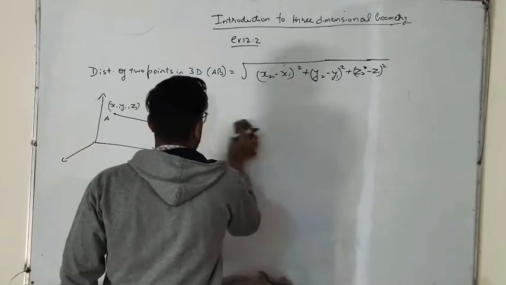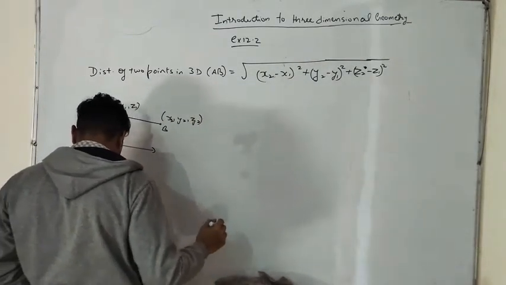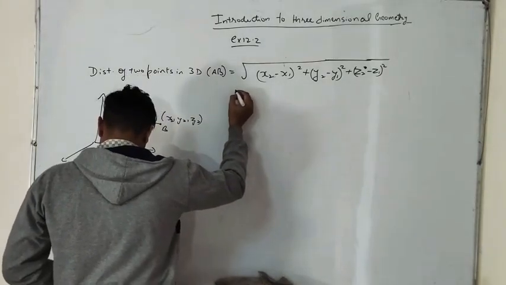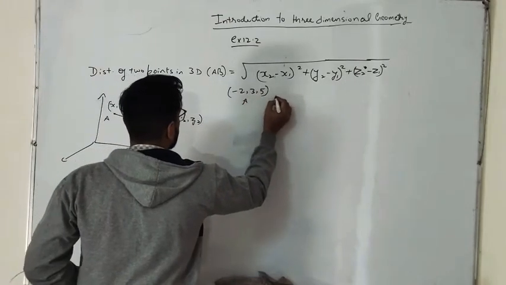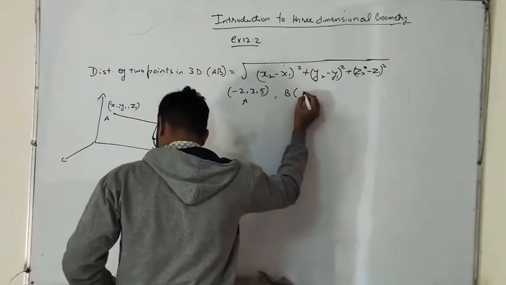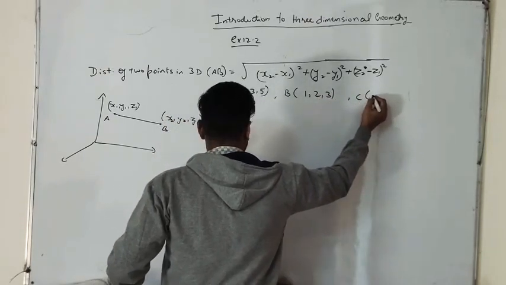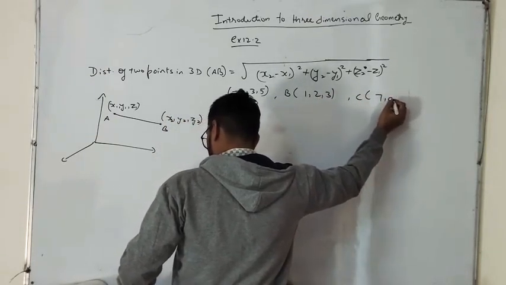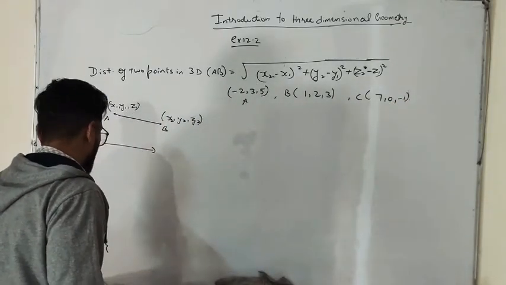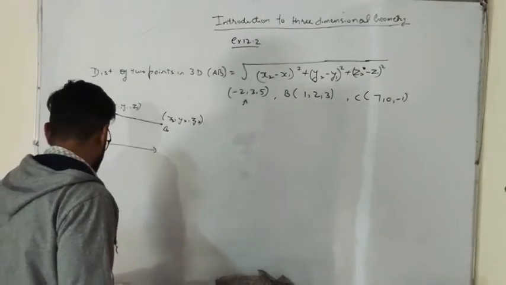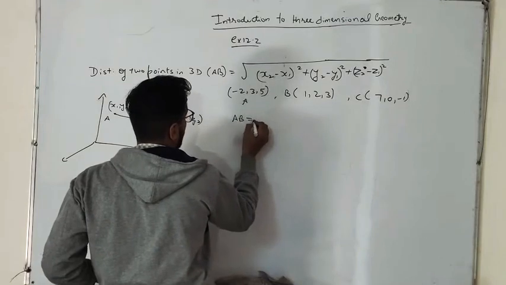Using the same formula we will do it. Let's say point A is (-2, 3, 5), point B is (1, 2, 3), and point C is (7, 0, -1). So 7, 0, -1, then 1, 2, 3, and -2, 3, 5. Let's determine AB first.